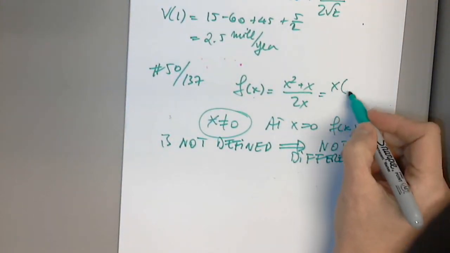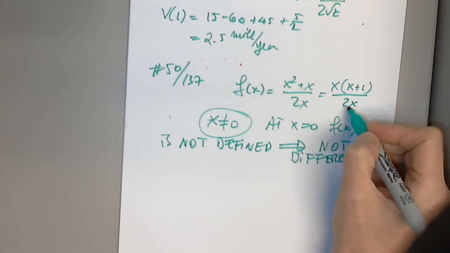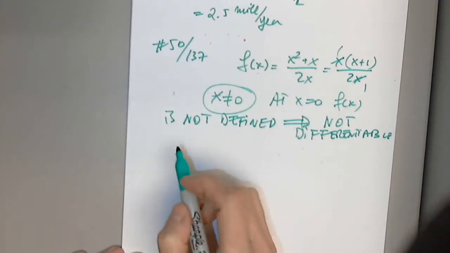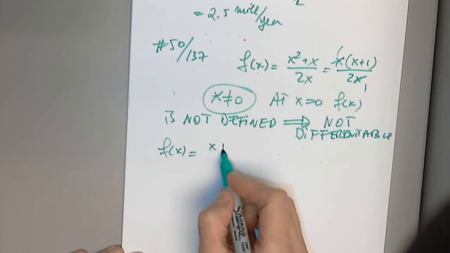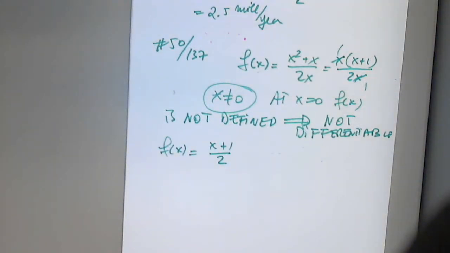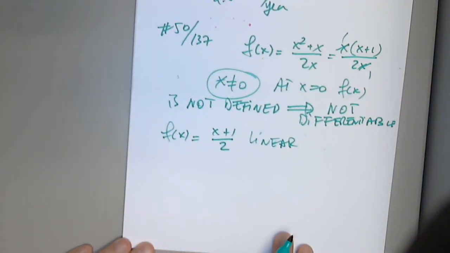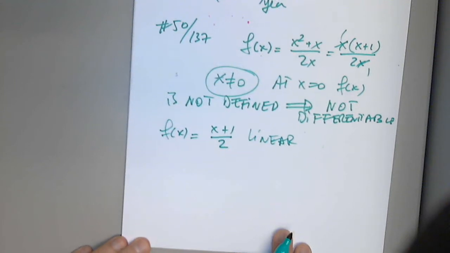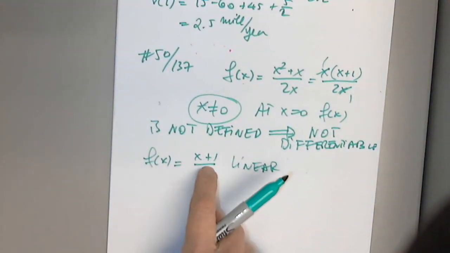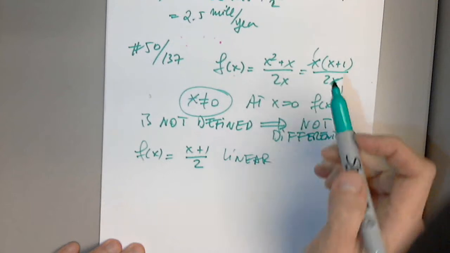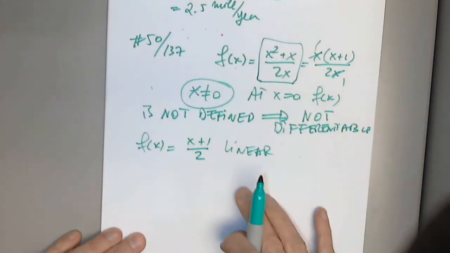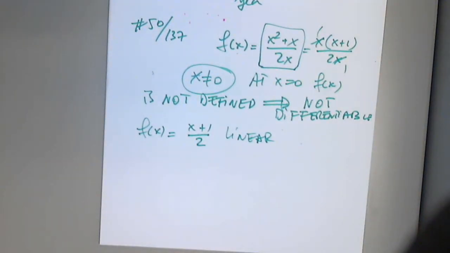So I factor out x, I get x plus 1 over 2x, and I simplify. So the simplified form of this function is x plus 1 divided by 2. This is a linear function now, which is always differentiable. But this is not the function in our discussion. This is the function in our discussion, and that doesn't change anything. If the simplified form is linear, is differentiable everywhere, it doesn't matter. I'm discussing that function, therefore it's still not differentiable at 0.